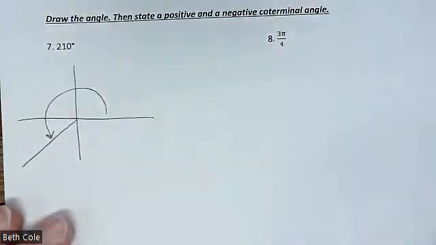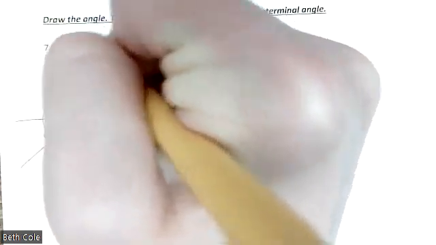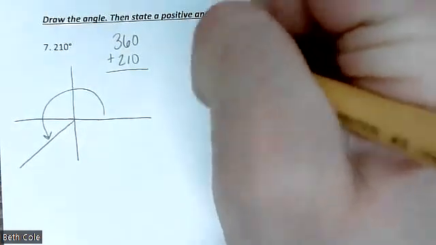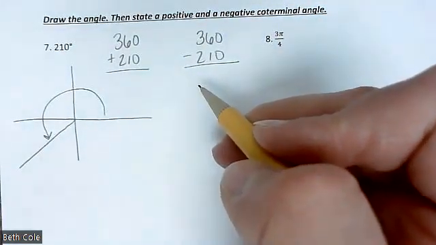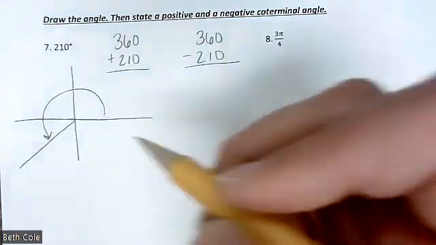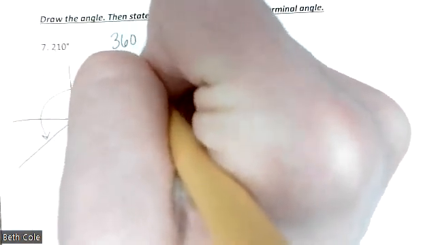To get a positive and a negative coterminal angle, you just add or subtract a rotation. So what is the whole way around worth? Yeah, 360. So we're going to do 360 plus 210. And we're going to do 360 minus 210. Just for this one, make sure you slap a negative in front of it to show that you went backwards. All right. So this one would be 570.